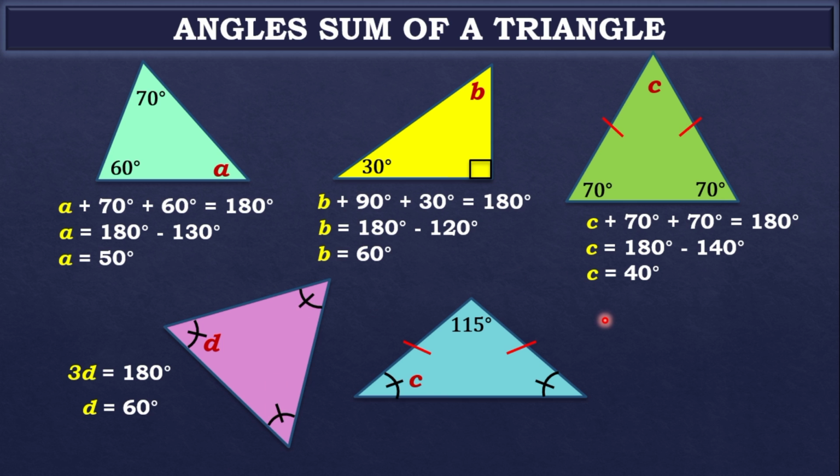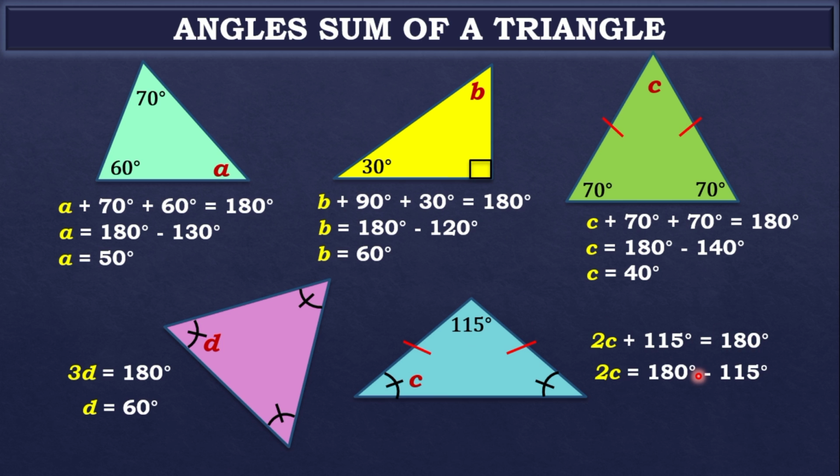Next. So, I have here isosceles triangle. Now, since we are asked to find for C, ito po ang pinapahanap sa atin. Paano natin yan makukuha? I-add po natin lahat ng angles nila. Now, since congruent ito dito, kasi isosceles ito, ibig sabihin, meron tayong dalawang C. Okay? So, i-add natin yung dalawang C at yung 115 degrees mo na given is equal to 180.